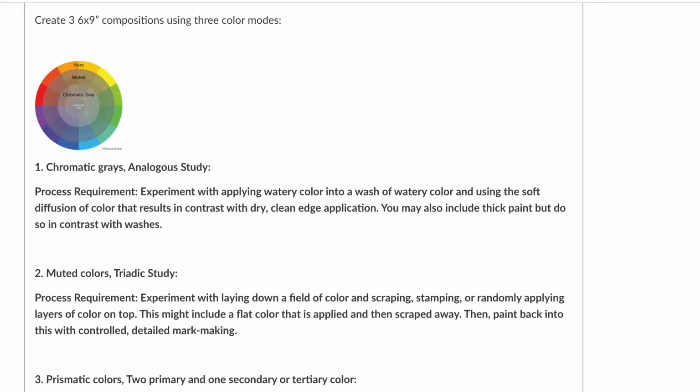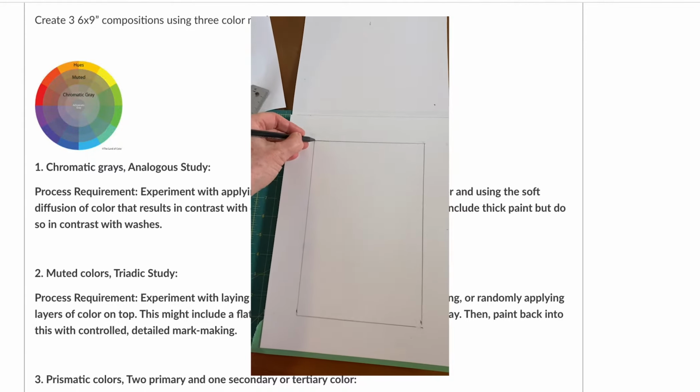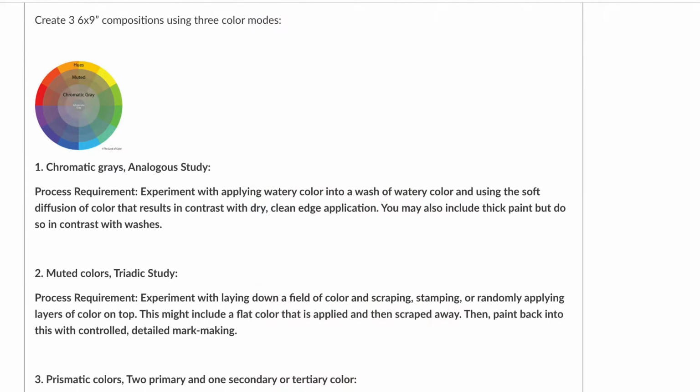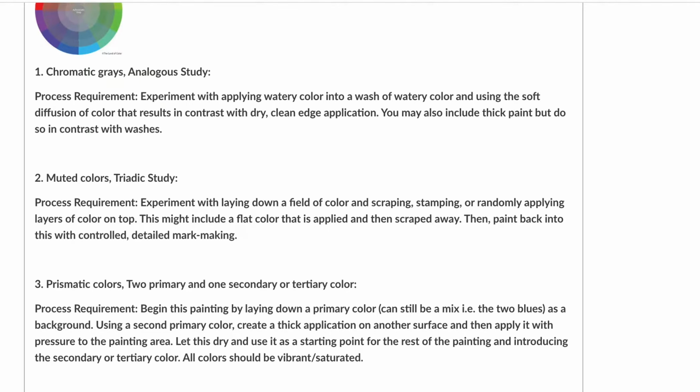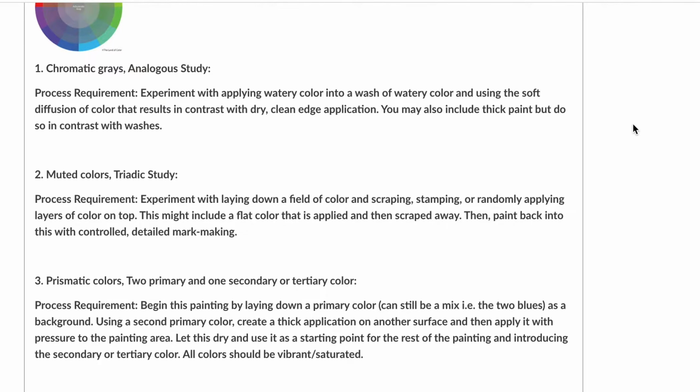assignment. So you're going to be creating 3 6x9-inch compositions on your Bristol board paper, and you'll be using 3 color modes. So there are 3 different parts of this assignment. And the first one deals with chromatic grays. It's also dealing with the analogous colors within chromatic grays.